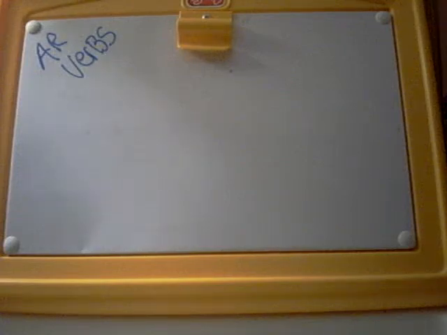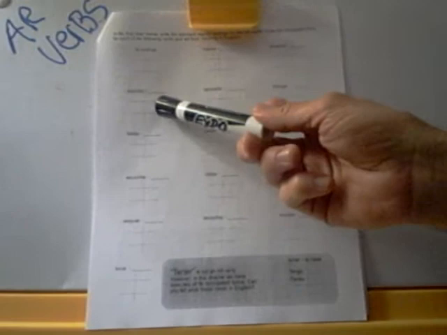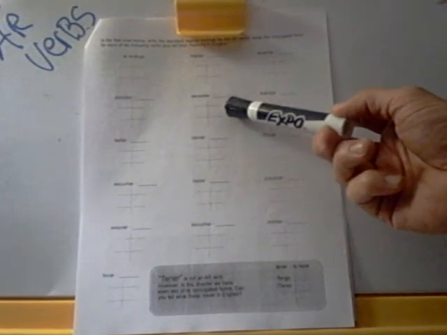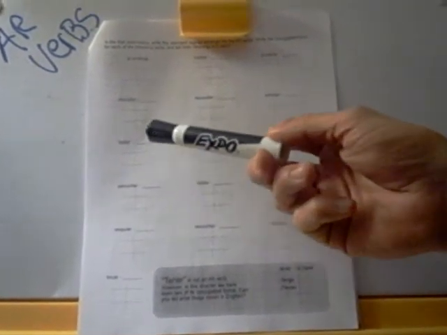In this video, we're going to remind you how to work with regular AR verbs. And in your note package, you have all the AR verbs that we've seen so far. Hablar means to talk. Enseñar, to teach. Estudiar, to study. Necesitar, to need. Trabajar, to work. Bailar, to dance.